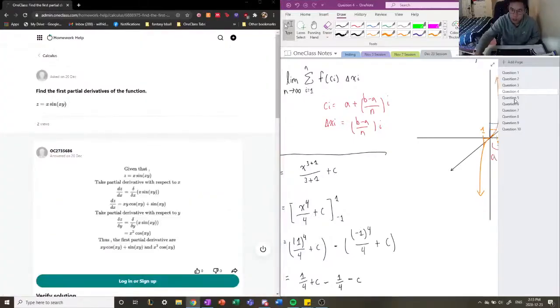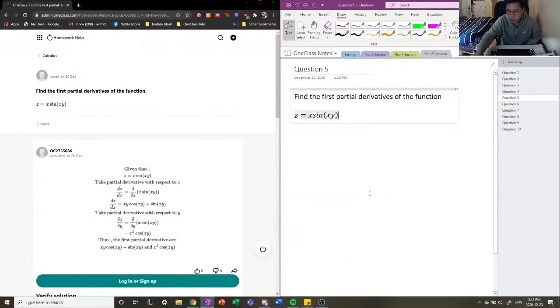Okay, so the next question reads, find the first partial derivatives of the function z equals x sine of xy. So partial derivatives pertain to multivariable functions where we calculate the derivative in terms of one of the variables and keep the other variables constant. I won't get into too much about what partial derivatives mean, but the notation for partial derivatives is this.